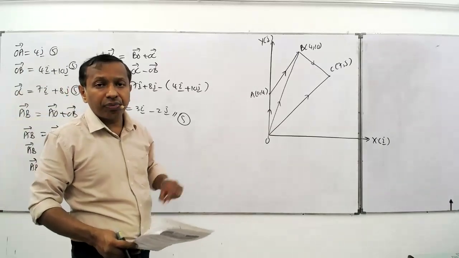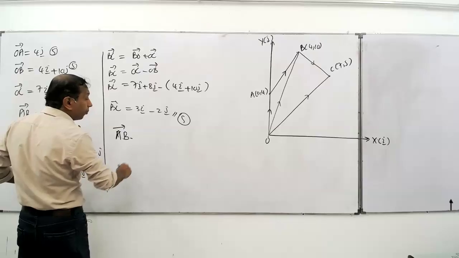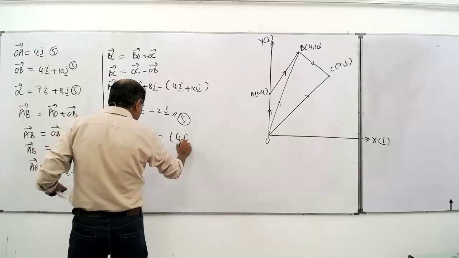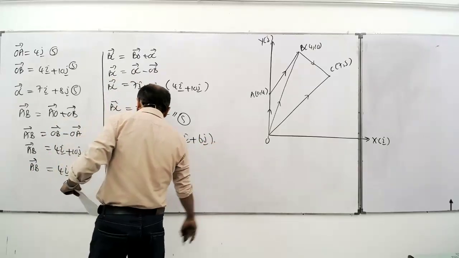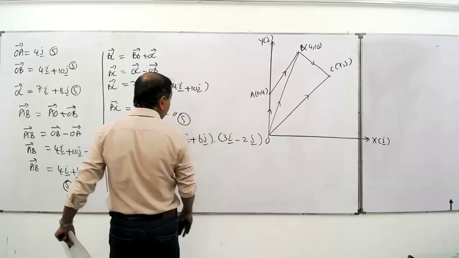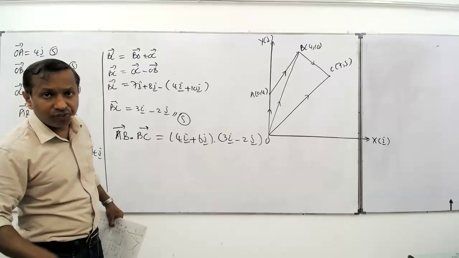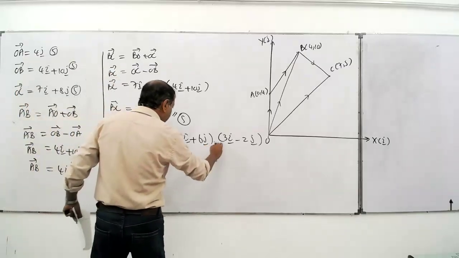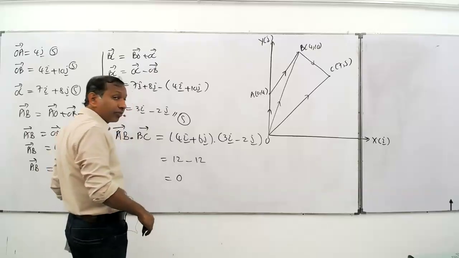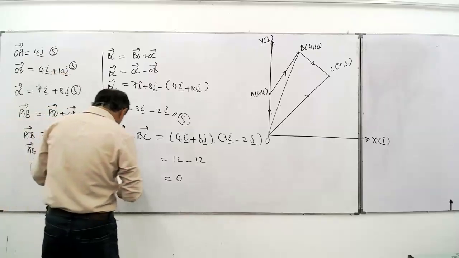We'll check the dot product between AB and BC. AB vector dot BC vector. Substitute for AB vector 4i plus 6j dot BC vector 3i minus 2j. How do we take the dot product between two vectors involving i and j? Multiply the i coefficients, multiply the j coefficients. 4 and 3, 12, minus 12, 0. Dot product 0 means what, people? The two vectors are perpendicular, right? This is 5 marks.